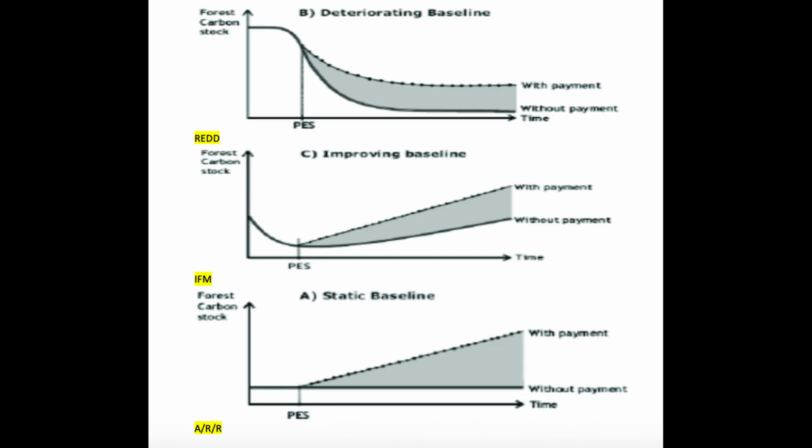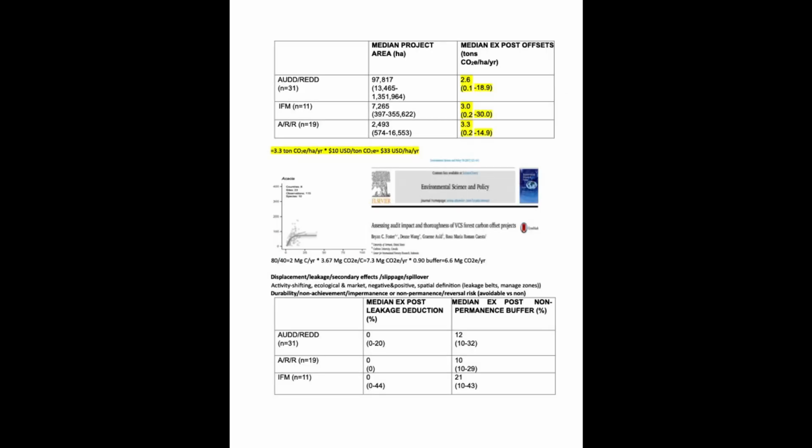These 3 baselines show the project activities I will discuss: REDD, declining baseline; IFM, improving baseline; and ARR, a static baseline. WRC, wetland restoration conservation, is a 4th project activity type I will discuss at the end. This table summarizes my data from a 2017 paper reviewing all VCS validated and verified projects globally at that time, 70. I analyzed audit impact in terms of reduction of ex-ante estimated to ex-post realized offsets, and also thoroughness in terms of hours spent in the audit.